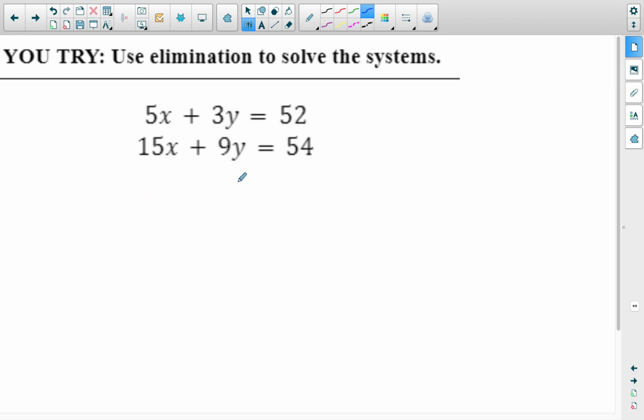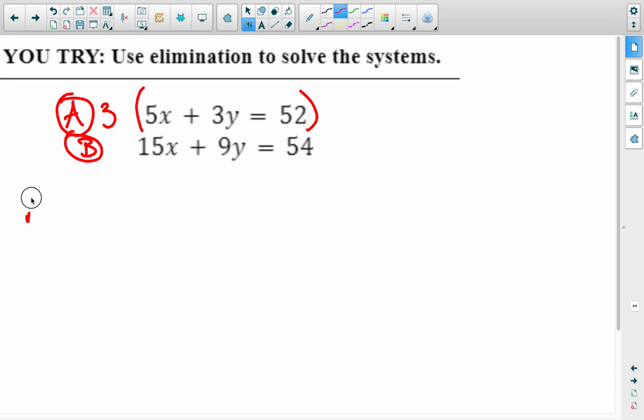So let's take a look at these. Sometimes it's not clear what's going to be the easiest to cancel out. Okay, and this is where labeling your equations and staying organized is going to be really important. So I'm still going to label these equations A and B. And I notice that, say I want to cancel my y's, I know that 9 is a multiple of 3. So I can multiply this top equation times 3. And then I'm going to get some things that will cancel out.